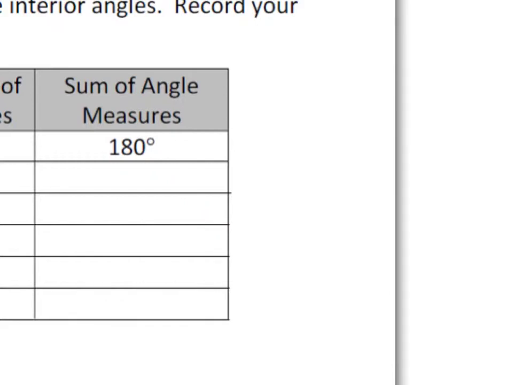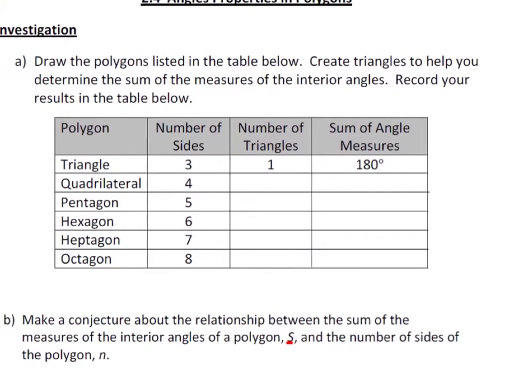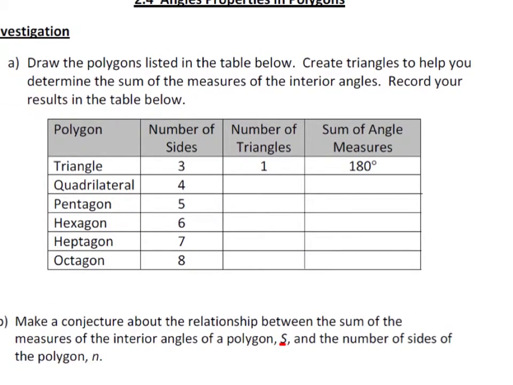So the number of triangles that can be drawn inside a quadrilateral is 2, and the interior angles inside a quadrilateral, because we have two triangles, add up to twice this number, which ends up being 360 degrees.